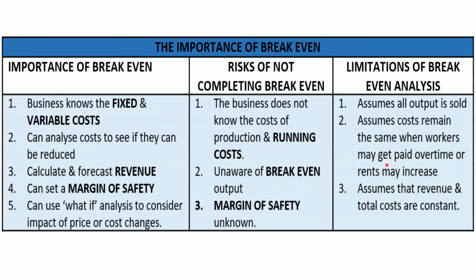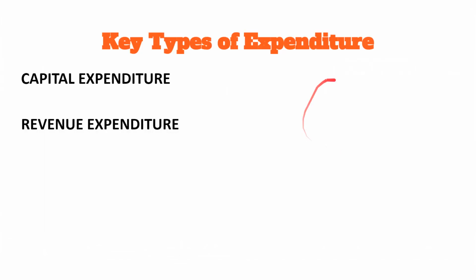Okay, now, finally, limitations of break even over here. Okay, so it assumes all output is sold, assumes costs remain the same. We know costs and prices rise, don't we? Okay, all right, so what about these terms for our 2 key types of expenditure? Capital expenditure, revenue expenditure. Can you define those terms?